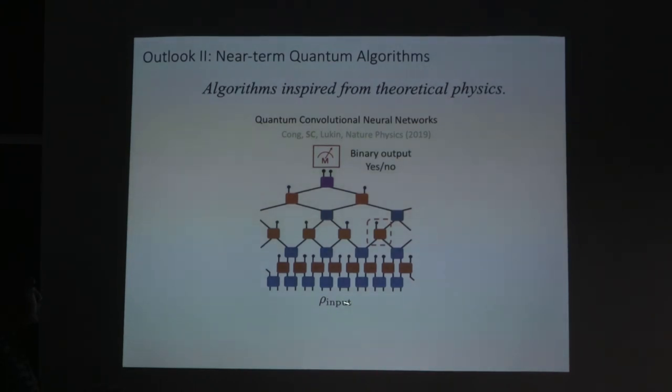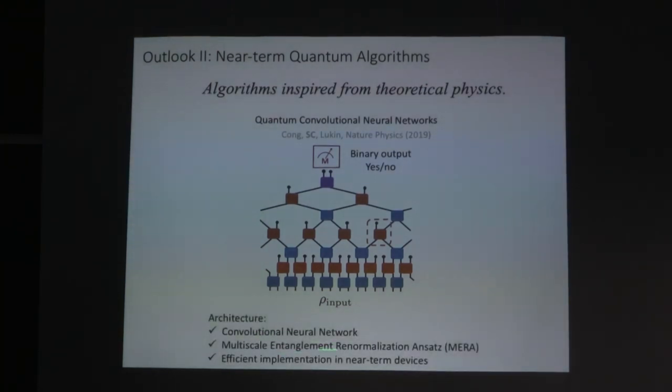We have an input here and apply nearest neighbor gates, shallow depth, perform measurement on certain qubits, and then repeat the structure in a hierarchical way. So this is just an architecture, and this architecture is motivated by convolutional neural networks and also this MERA structure of tensor networks. And it's also good because it can be efficiently implemented.